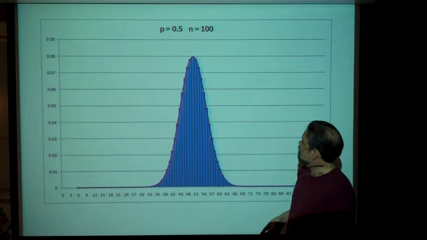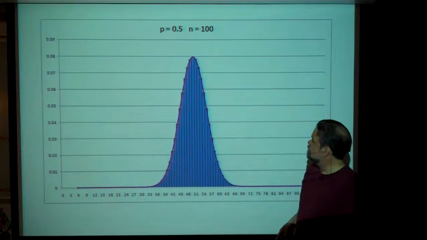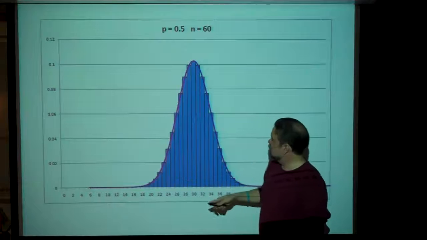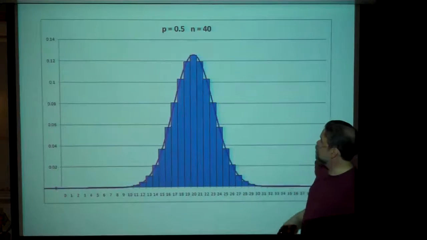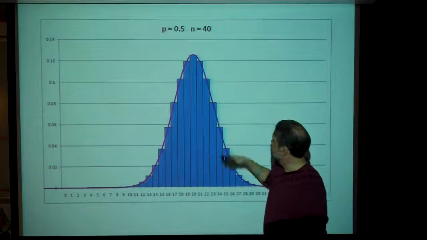This is what it looks like when you put the normal model over 100 trials. This is what it looks like when you put it over 60 trials. It's not quite as good an estimator as it was before, but still pretty darn good. Here's 40. You can see it's getting a little more off there.